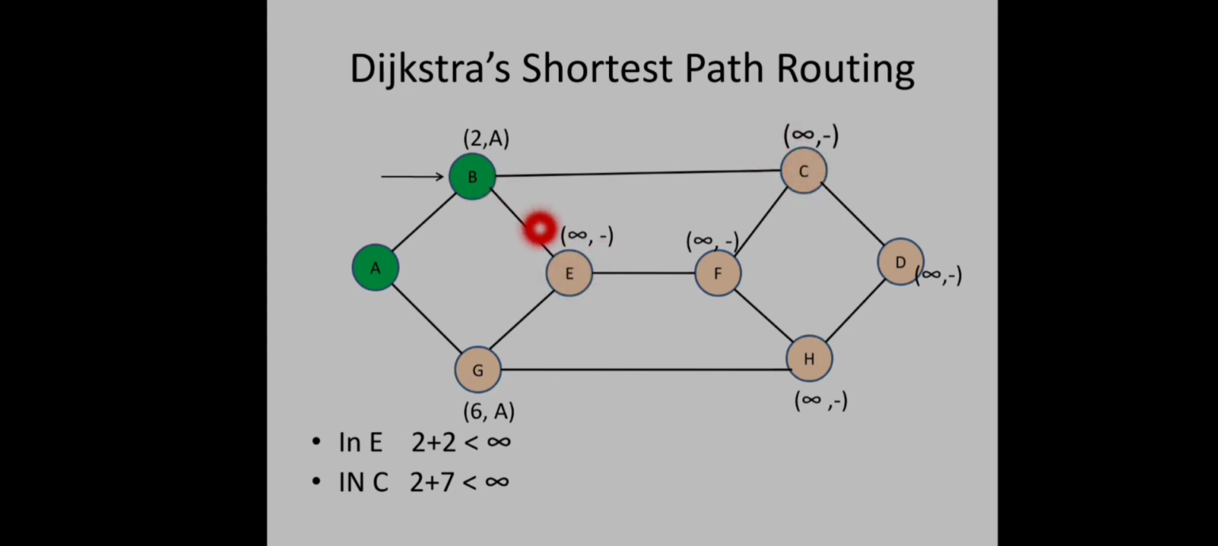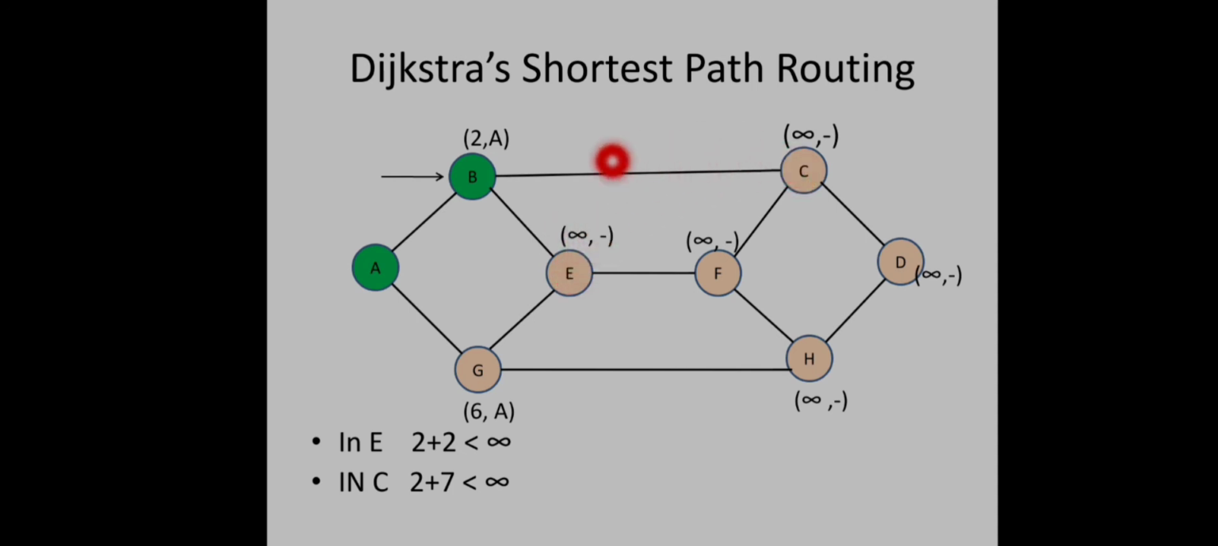What B will check is whether the distance of E from A through B is less than the distance given here. That is, the distance from A to B is already known, plus the cost of this link, the distance from B to E, is also known, right? So this distance plus this distance is less than the label given here. So 2 plus 2, 4. 4 is less than infinity, right? Definitely. So we have to replace this by 4 comma B.